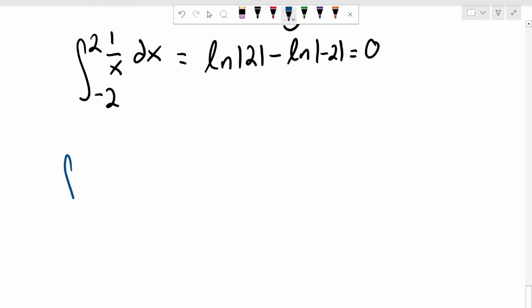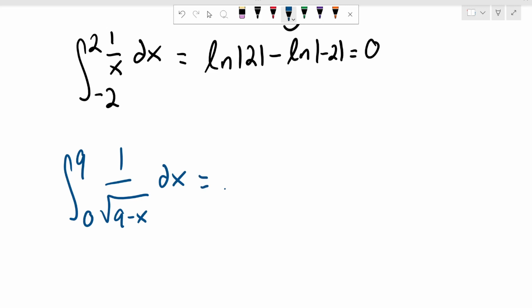So let's look at the integral from 0 to 9 of 1 over the square root of 9 minus x dx. Okay. So again, taking a step back here, we can see that this is not defined at 9, right? So this is defined everywhere else, but not at 9. So we do need to take a step back and put a limit in here. So namely, this function is defined from negative infinity to 9, not including 9. Okay.